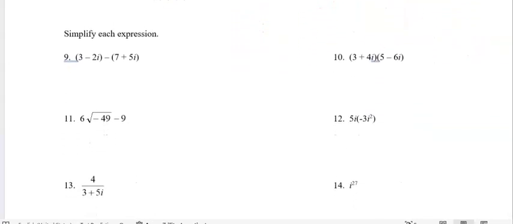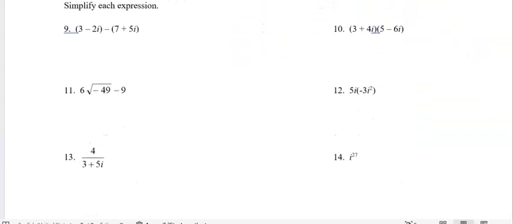All right, now let's do some operations with complex, pure imaginary numbers. So this is, again, subtraction. So we had a problem kind of like this before where we distributed -1 to the second expression. So -1 times 7 is -7, and -1 times 5i is -5i. And then I just combine the like terms. 3 minus 7 is -4, and -2 minus 5 is -7i. And there's your answer for number 9.